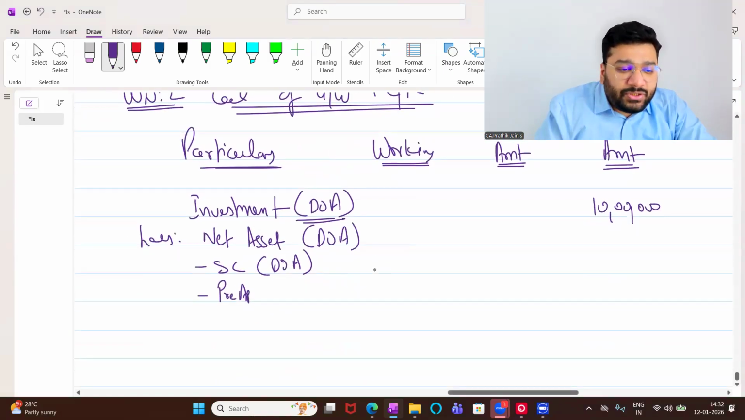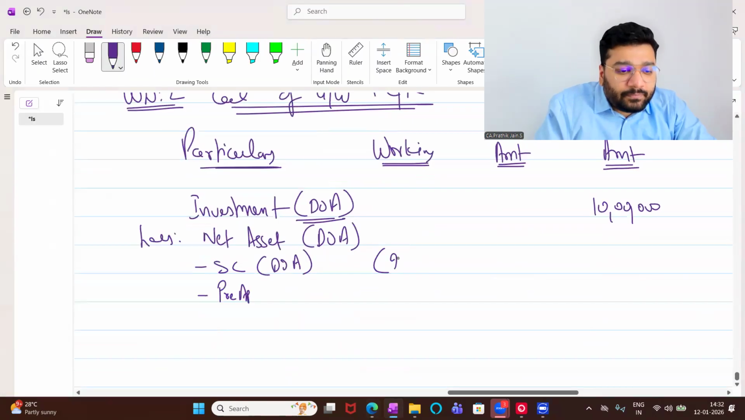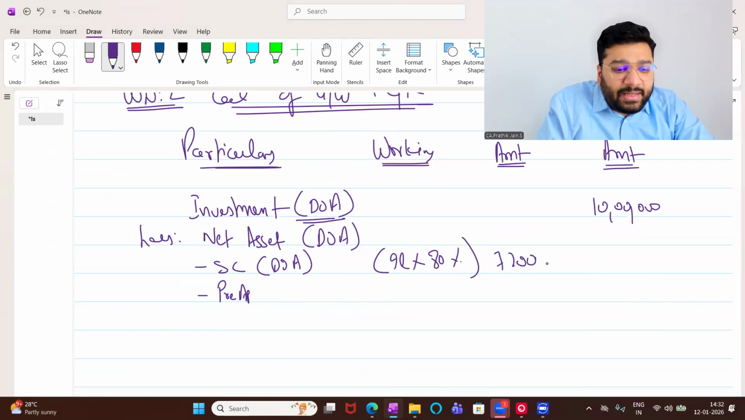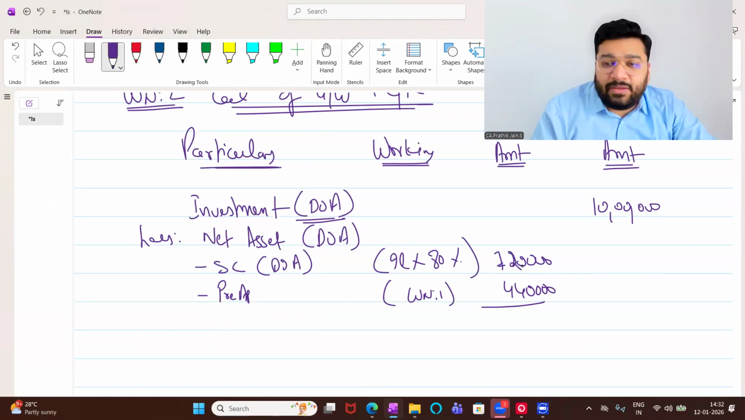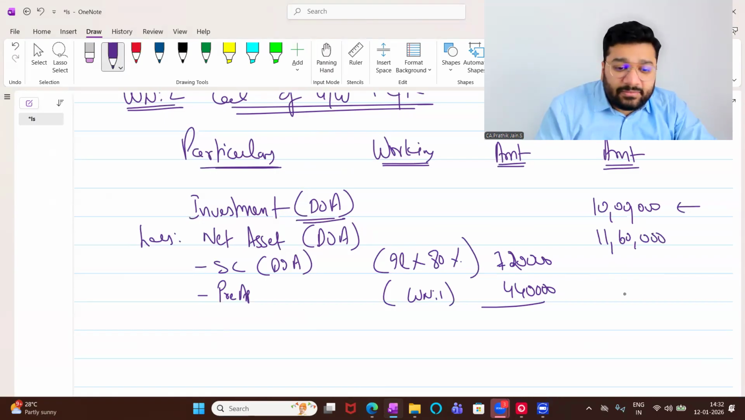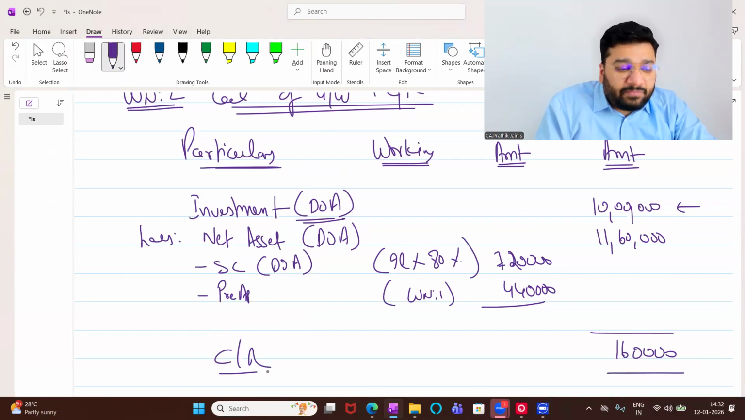Now share capital is how much? 9 lakh is the share capital into 80%. How much is it? 7,20,000. And this is coming from working note number 1, which is 4,40,000. 720 capital, 440 pre-profit. What is the total net benefit? 11,60,000 benefit you're getting, but how much are you paying? Only 10 lakh. 1,60,000 profit, which is capital reserve.